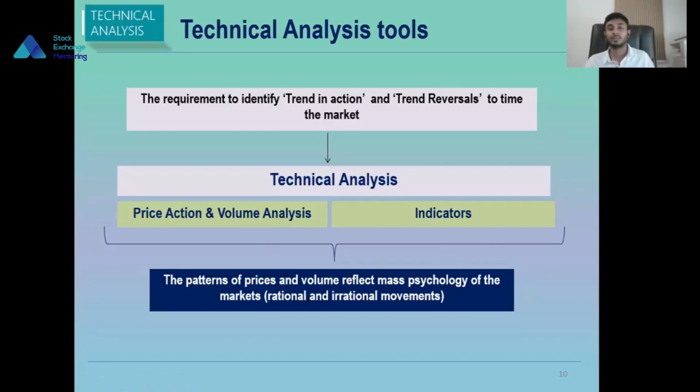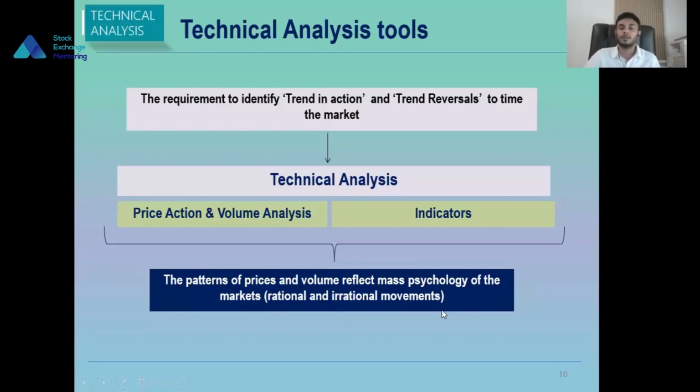We will be using secondary indicators to get a more average perspective, a comparative perspective, which will give us more idea on how the market is performing based on historical levels. So these indicators and this price volume data will help us to identify these reversals and trends to make our trading decisions. The pattern of prices and volume reflects the mass psychology of the market, rational and irrational movements.